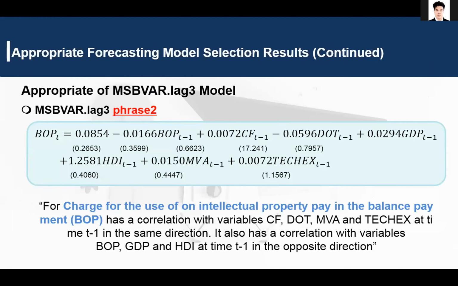For phase 2, the down phase or depression situation in economics, charges for the use of intellectual property paid in the balance of payment, or BOP, has a positive effect on capital formation, degree of trade openness, manufacturing value add, and technology export.